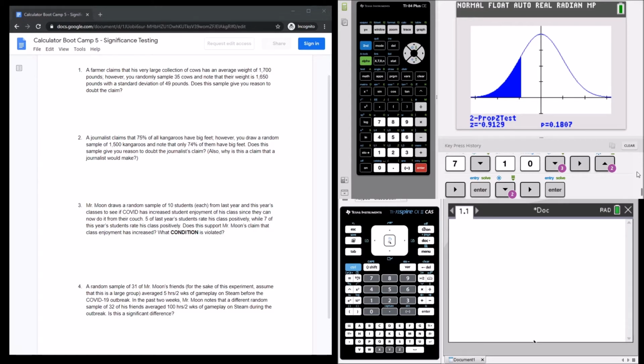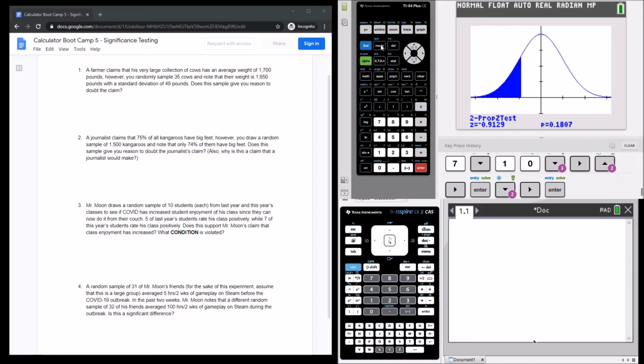Okay. We're looking at the last problem now. This is the one with the random sample of 31 of Mr. Moon's friends. For the sake of this experiment, assume that this is a large group. You can imagine what the number of friends I have on Steam would have to be. I'm not sure it's quite that, but we'll assume it is for this. And we're going to say that they averaged 5 hours for 2 weeks of gameplay on Steam before the coronavirus outbreak. In the past 2 weeks, Mr. Moon notes that a different random sample of 32 of his friends averaged 100 hours per 2 weeks of gameplay on Steam. So we're going to look at whether this is a significant difference.